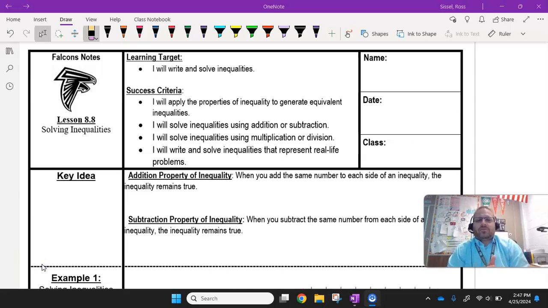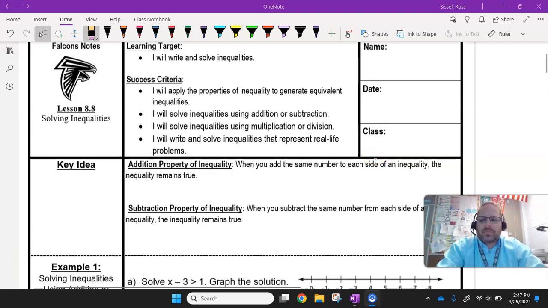Alright, so if you have your notes, go ahead and get them out in front of you. Please make sure you put your name, today's date, and what class you were in. That way I can get you graded and make sure you get credit for what you did.